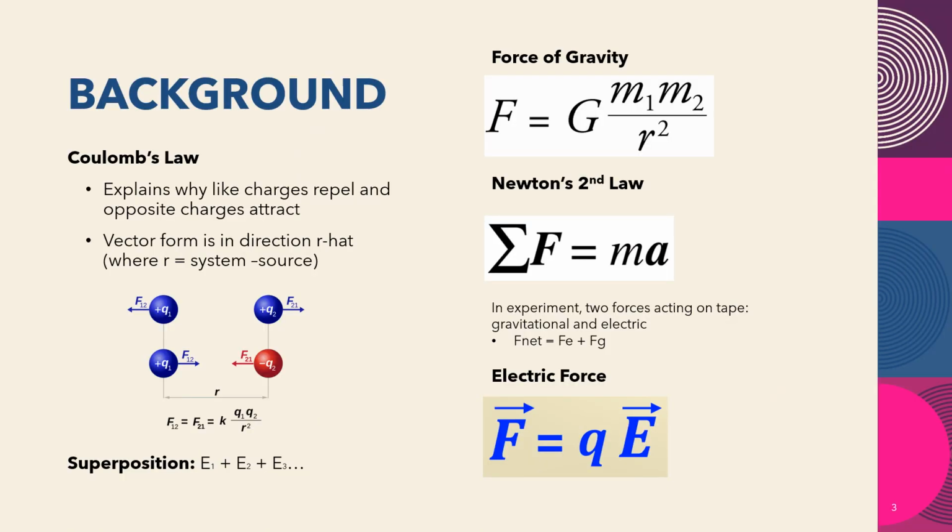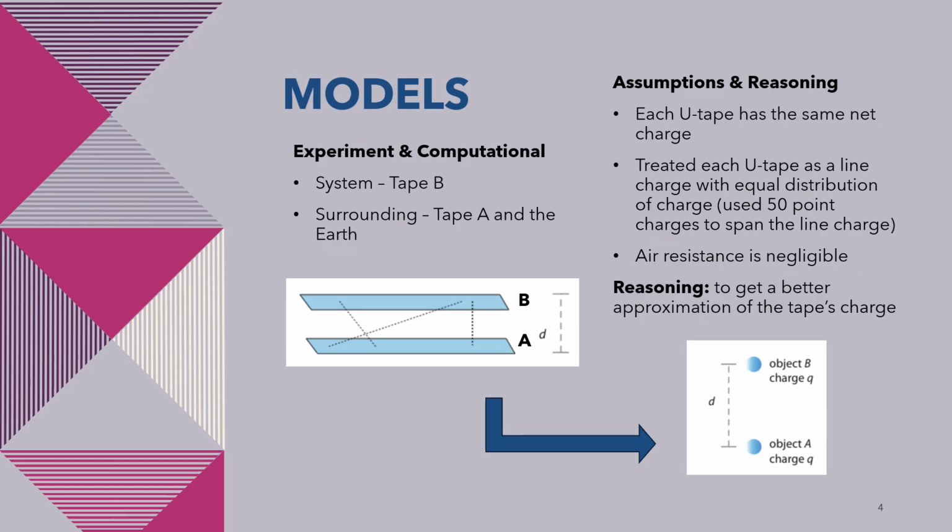Some important background concepts are Coulomb's law, which explains why like charges repel and opposite charges attract, and the formula is shown in the slide. The force of gravity, which is given by the equation shown, Newton's second law, where the two forces acting in this experiment are electric and gravitational force, and an electric force equation where the force equals Q, or charge, times the electric field. The models for this lab are an experimental model and a computational model where the system is the tape floating and the surrounding is the bottom tape and the Earth.